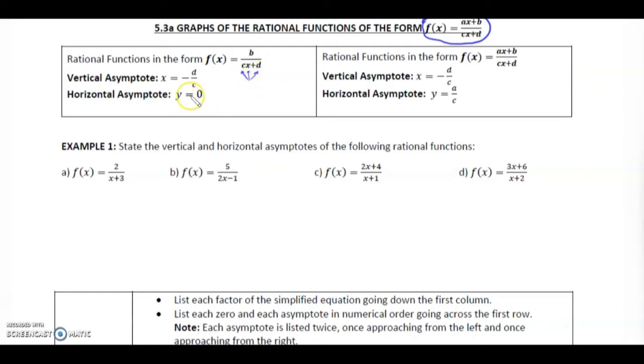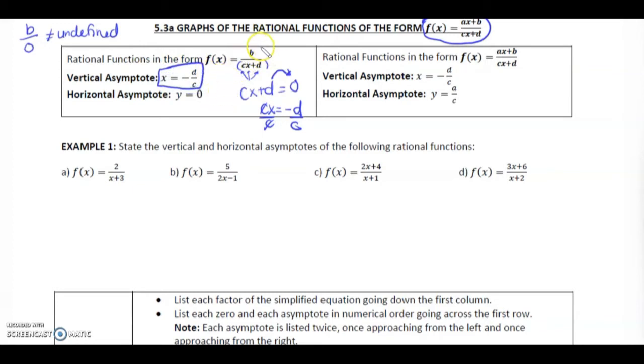Okay, what ends up happening is the vertical asymptote is going to be when we take cx + d and equate it to 0. Whatever that factor is in the denominator, when the denominator is 0, we're going to have some number b over 0, and we cannot have that. That means it's undefined. If we bring d over, we have cx = -d, and then we divide both sides by c. That's where we get x = -d/c.